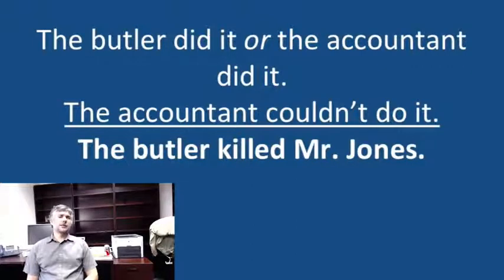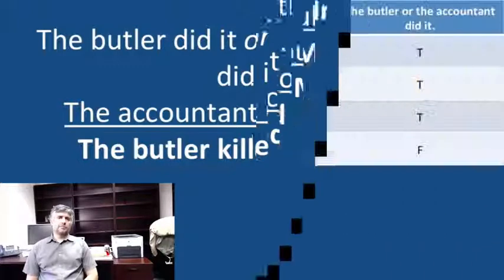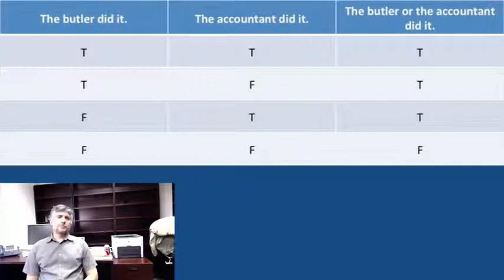Now, why is that argument valid? Here's why. Think about the truth table for disjunction again. So remember, the first premise, the butler did it or the accountant did it, is a disjunction. It's going to be true whenever one of its disjuncts is true, one of its ingredient propositions is true. So it's going to be true whenever the butler did it, and it's also going to be true whenever the accountant did it. But the second premise tells you that the accountant didn't do it. So the only way for the first premise to be true, given that the accountant didn't do it, is for the butler to have done it.